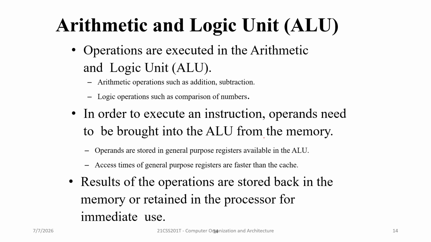So in order to execute an instruction, operands need to be brought into ALU from the memory. Operands are stored in general purpose registers and available in the ALU. Access times of general purpose registers are faster than the cache.